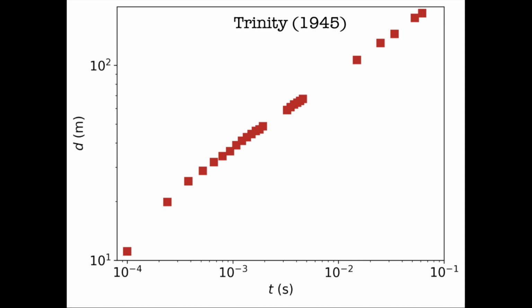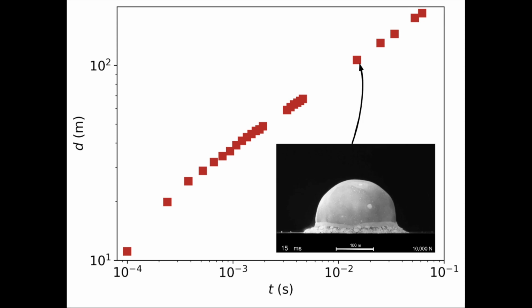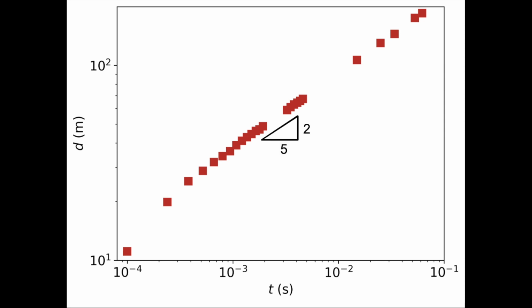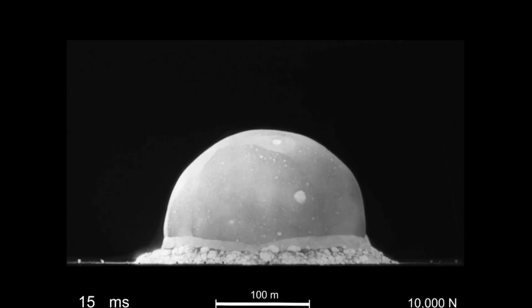Let's start again with Trinity. So far, the data we've been analyzing are those of the blast radius d versus time since detonation. This perspective is particularly visual. Take any data point and you can literally see the radius on each picture and face it with the time at which the picture was taken. From this perspective, the observed power law is 2/5, meaning that the radius is proportional to time to the power 2/5. But other perspectives are equally valid.